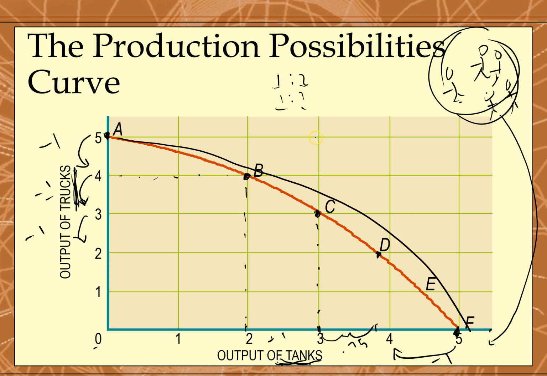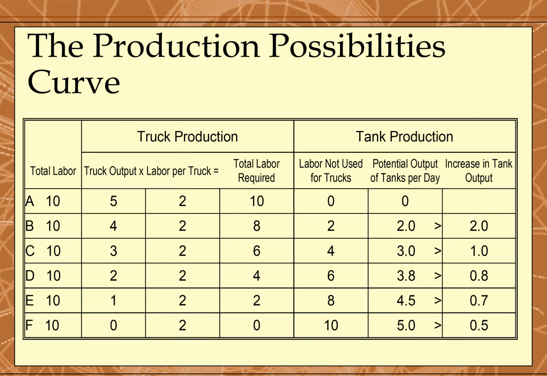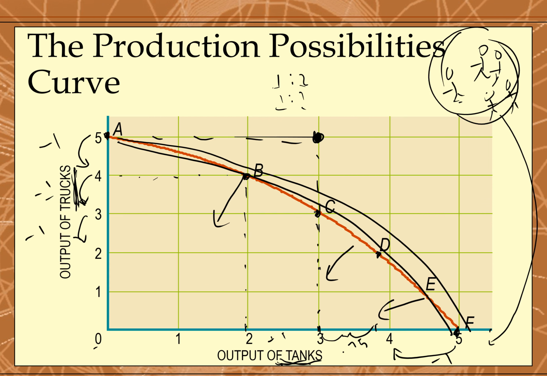Also, this point right here, 5 trucks and 3 tanks, is impossible. It's an impossible mix given our limited resources. We can produce only a mix of trucks and tanks that are either on or inside the production possibilities curve. And we could write this out in tabular form too. This information you see here is basically the information that you see here.